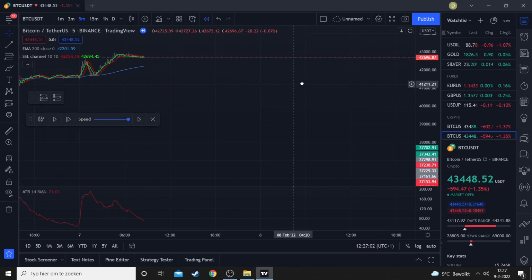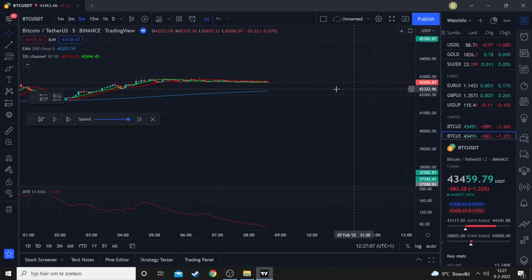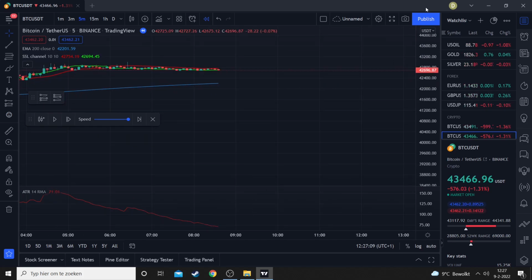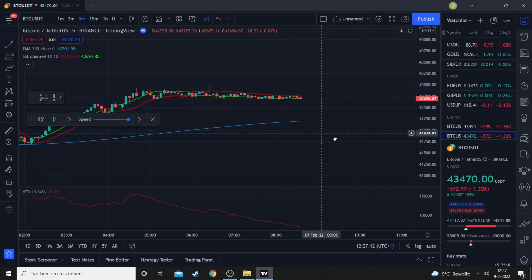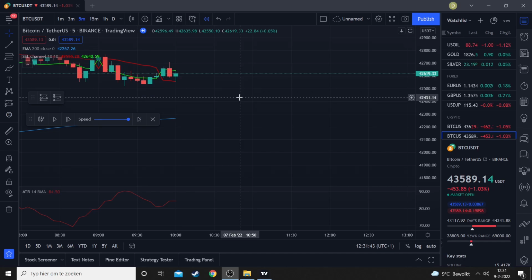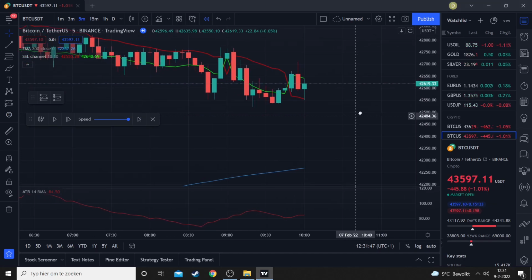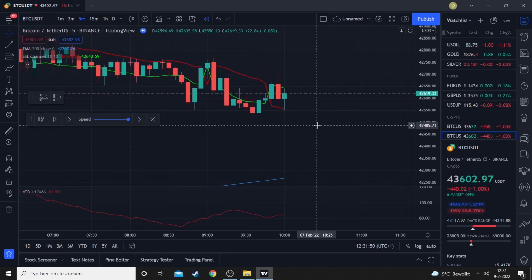So now let's take a look at the chart. What's important with the SSL strategy is that the green line crosses above the red line. This indicates a long position. So what I'm doing, I'm going to zoom in first so you guys can see the lines clearly. What's important is that you long the position above the 200 EMA when the green line crosses above the red line. This is very important. So now let's wait until this happens.